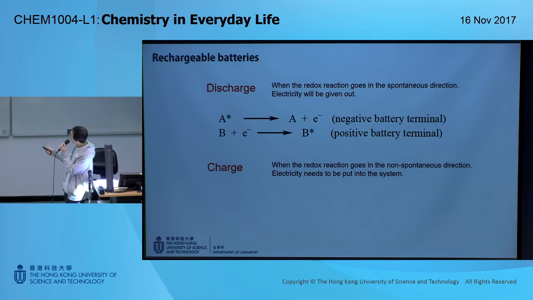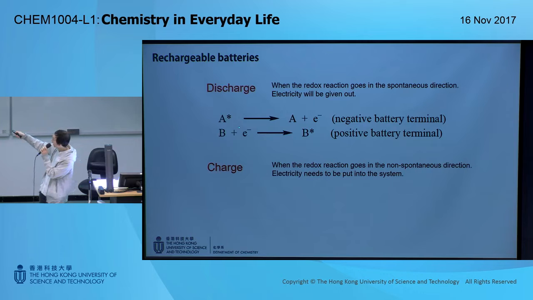So we can have a little equation to express these systems. For example, when we are undergoing discharge, A star is a higher energy species. Compared to A, the one with the star is the higher energy species. So the higher energy A star would go down into A plus e minus. This is losing energy, and also in this case, the B will gain the electron and become another type, the B star, the more reduced form. So there is energy lost in this case.